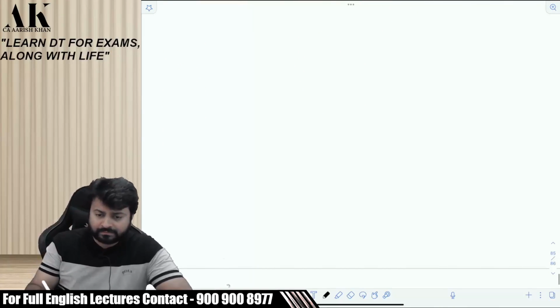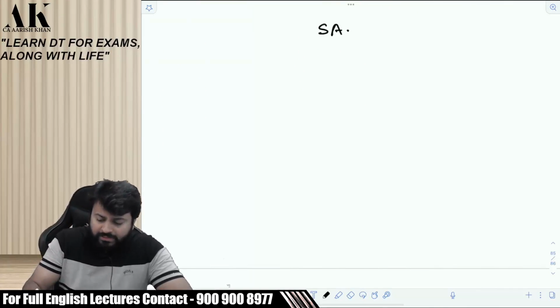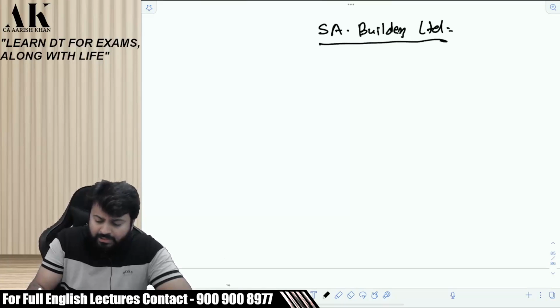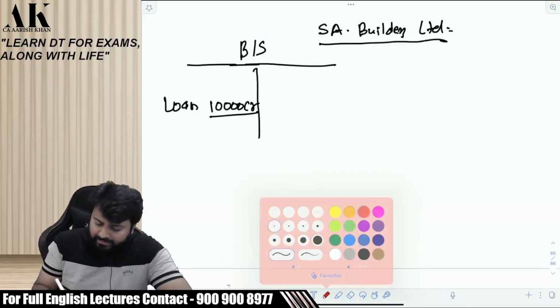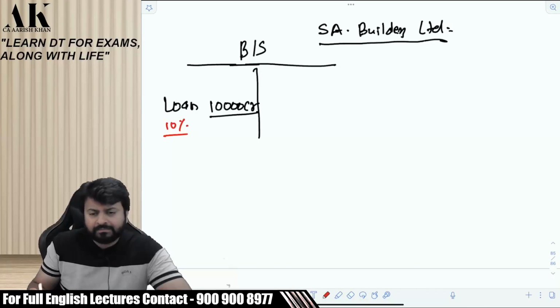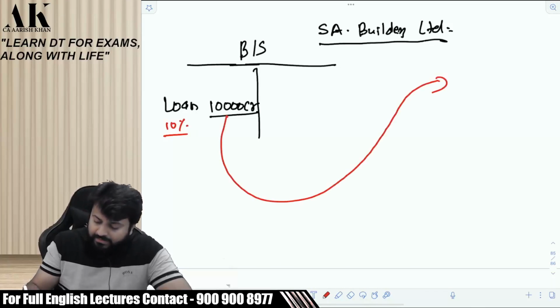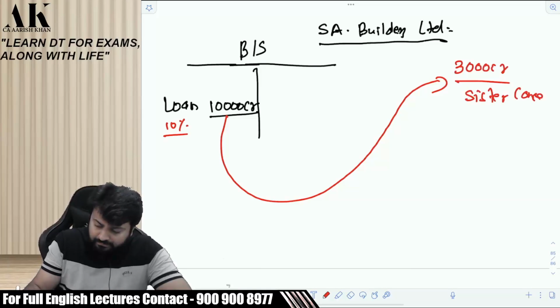One last thing. There was one assessee by the name of SA Builders Limited, a landmark judgment, a very important judgment. This is the balance sheet of the assessee. The assessee took some loan of 10,000 crore rupees at the rate of say 10% per annum. And the assessee gave some of the money, say 3,000 crore rupees, to its sister concern. Sister concern means subsidiary, etc.